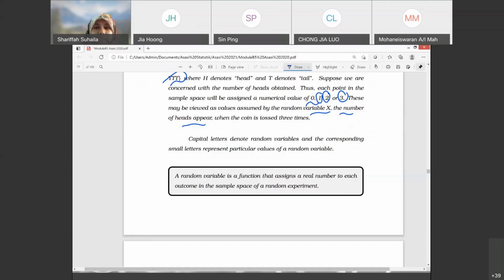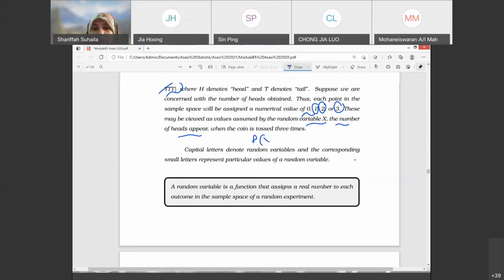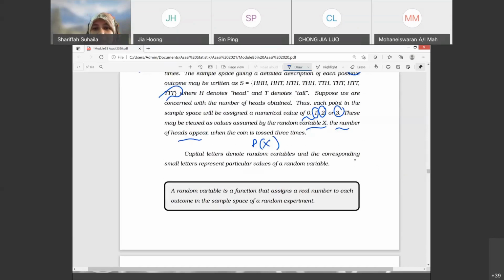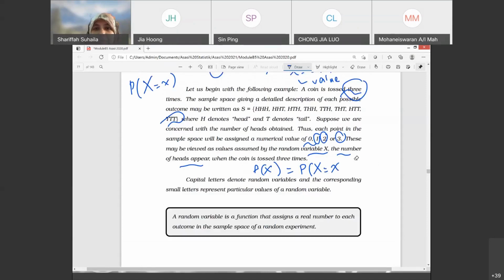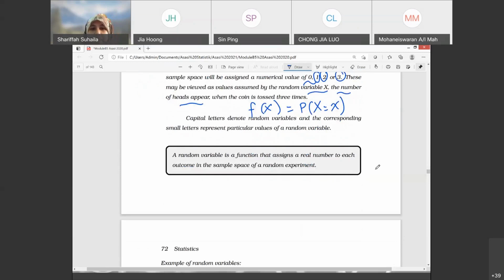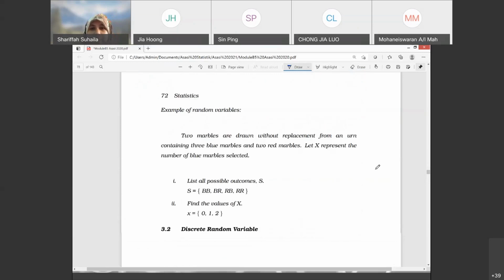We define this as a function because normally you will write f(x) equals probability X equals x. So it is a function that assigns a real number to each outcome in the sample space of a random experiment. Okay, this is the example of a random variable other than a coin.